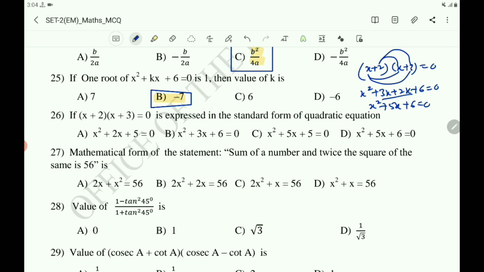So you got option D. Here what is the answer? x square plus 5x plus 6 equals 0. Option D is the answer.